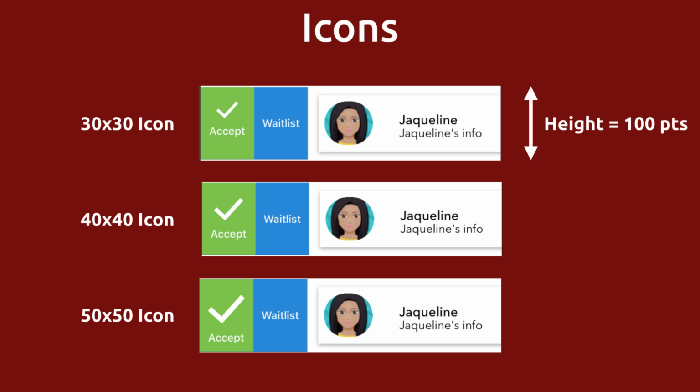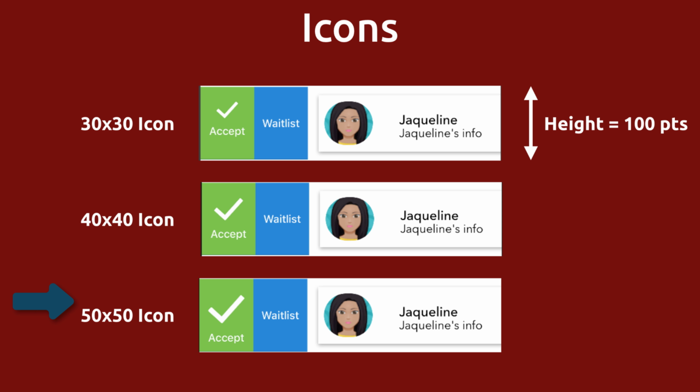And another thing I've noticed too is that you have to experiment with the size of the icon. Normally, the cell height is 44 points, right? And I find that a 30 by 30 icon works pretty well for that. But in this app, I have a cell that's 100 points high. And so I tried it with a 30 by 30 icon, 40 by 40, and a 50 by 50.